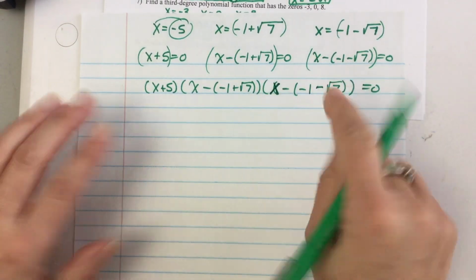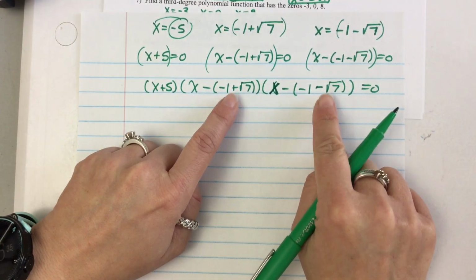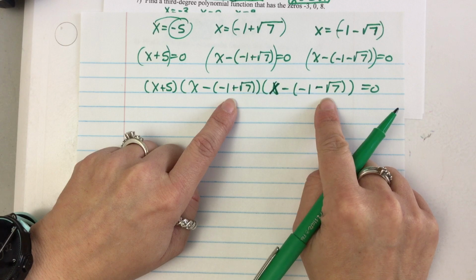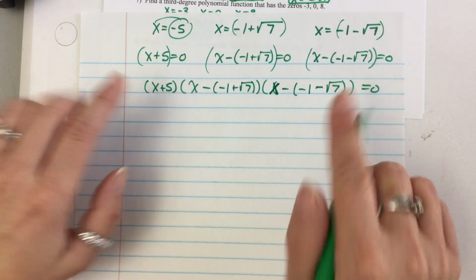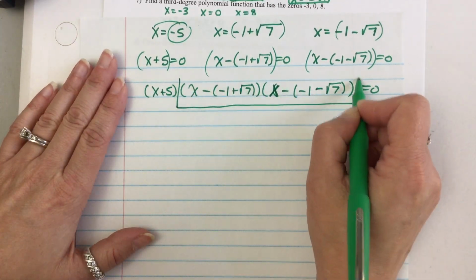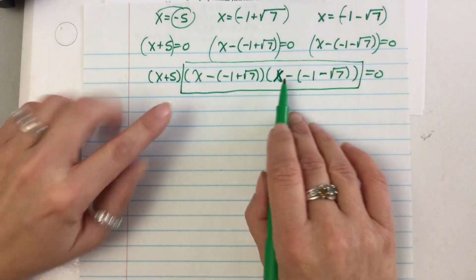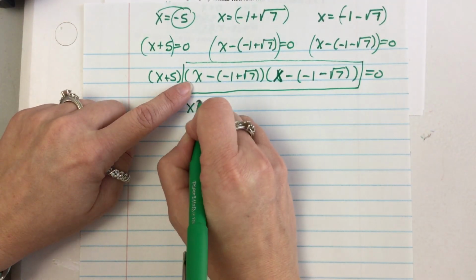Now I can factor this. Now remember, these are conjugates. If you multiply conjugates that have square roots, if you do it correctly, the square root should be gone at the end. So I'm going to go ahead and multiply those. I'm foiling. X times x is x squared.